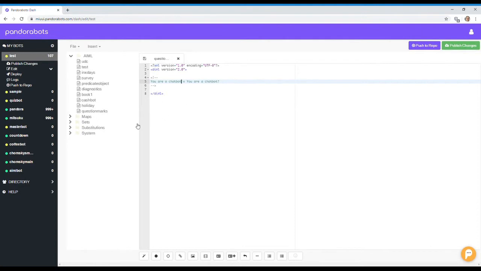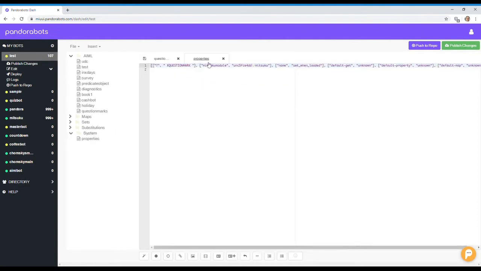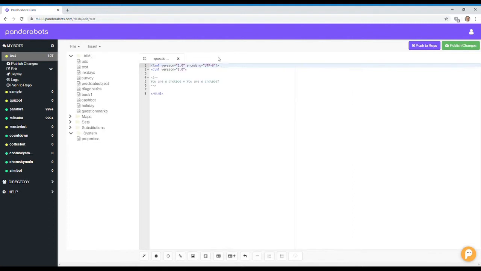mark. The reason for that is if we take a look at the properties, we actually have sentence splitters, and question mark is one of them. What that's saying is ignore the question mark and just treat it as a sentence splitter, as two separate sentences. So what we need to do is set up a couple of categories first.